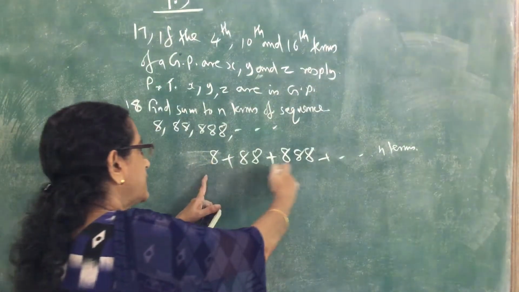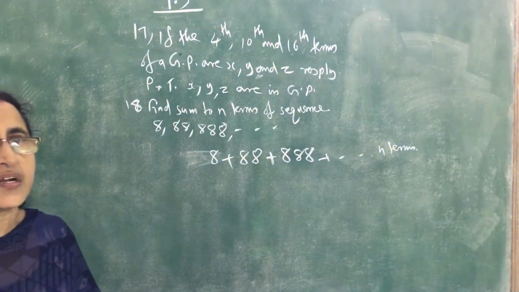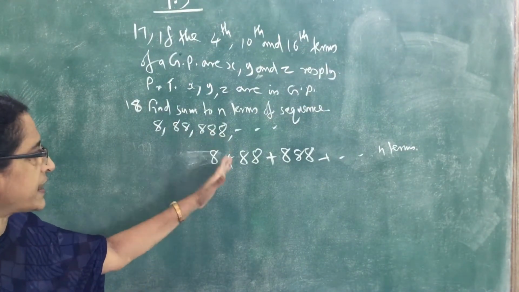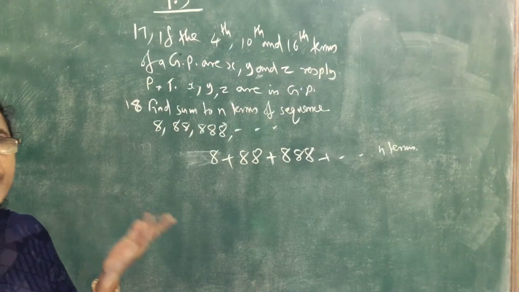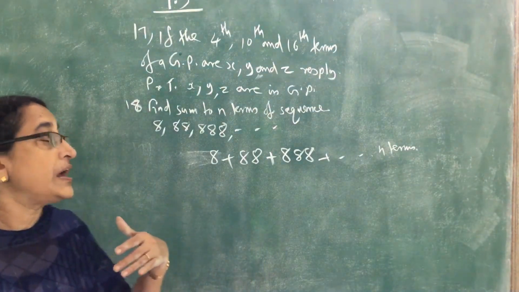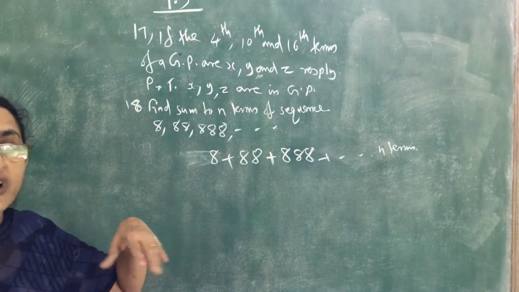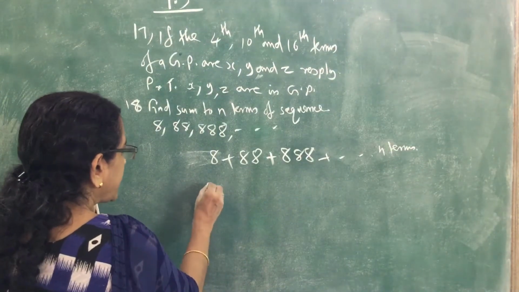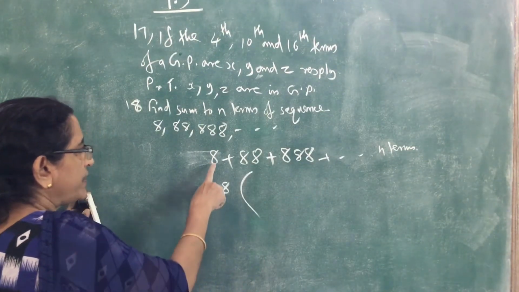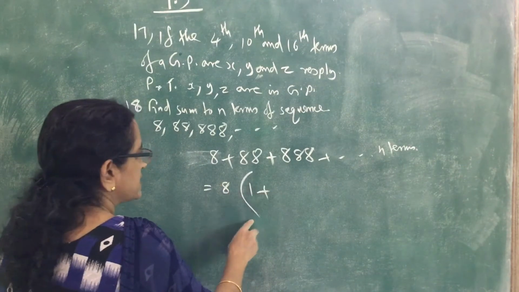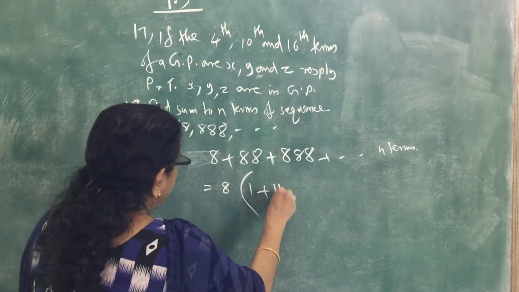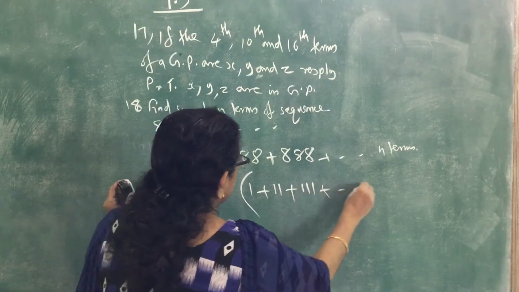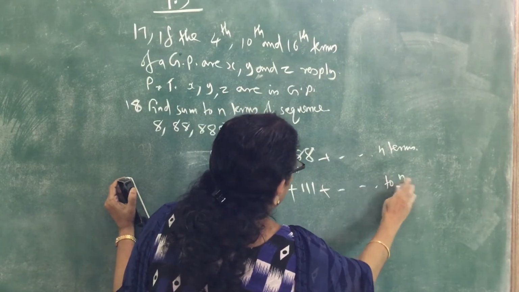When we see this, it is neither AP nor GP. Only if it is AP or GP do we know the formula to find the sum. So here we have to make it AP or GP. For that, first we take 8 as a common factor from all these terms. So 8 into 8 by 8, that is 1, plus 88 by 8, that is 11, plus 888 divided by 8, that is 111, plus etc., up to n terms.